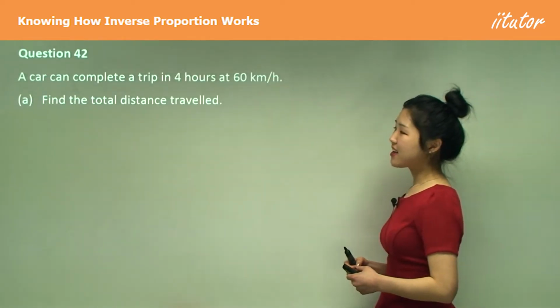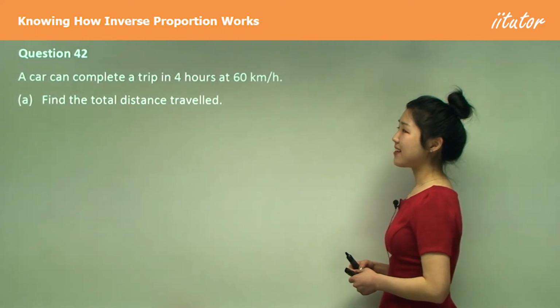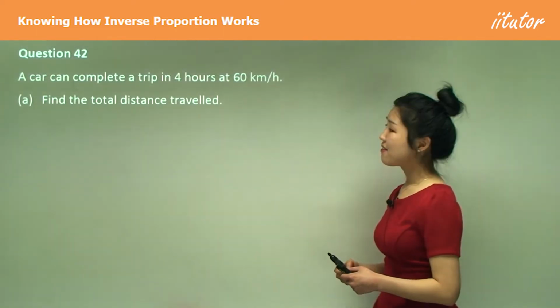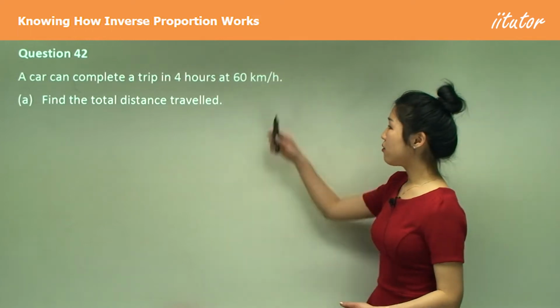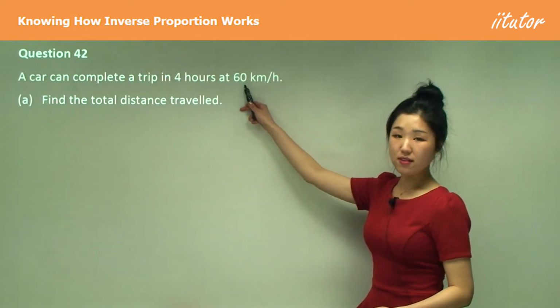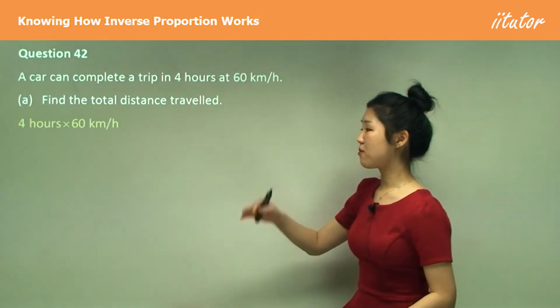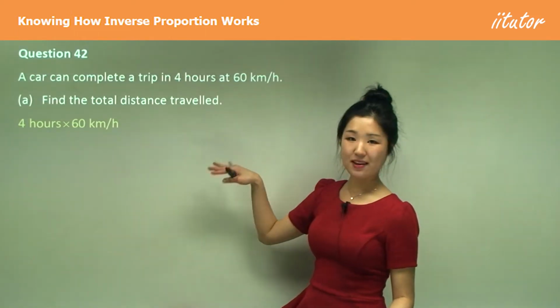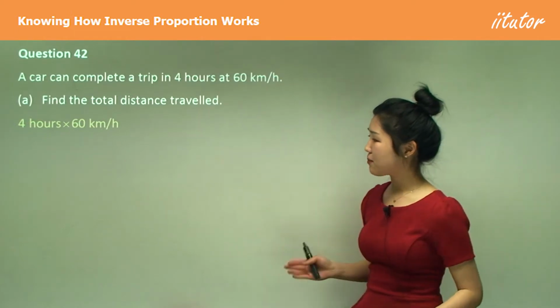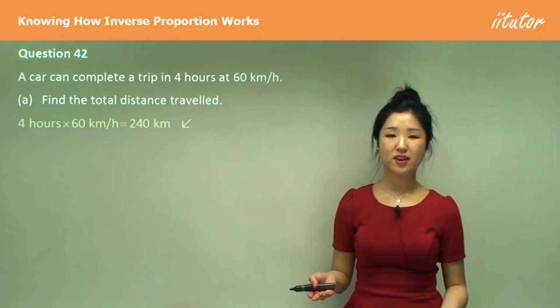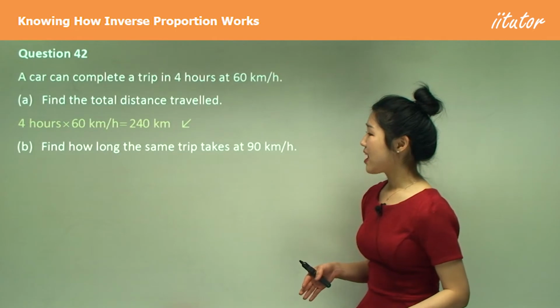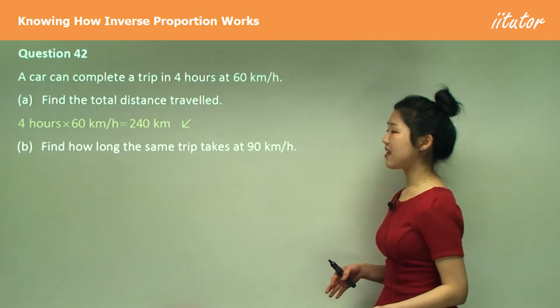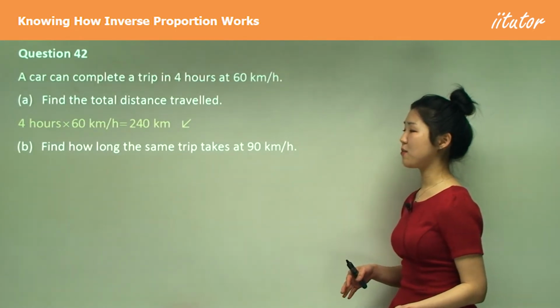42. A car can complete a trip in 4 hours at 60 kilometers per hour. Find the total distance traveled. Well, for 1 hour, it's 60 kilometers. So for 4 hours, we just multiply 4 by the 60 kilometers per hour rate. Time times speed is distance. So 4 times 60 is 240 kilometers. That is it.